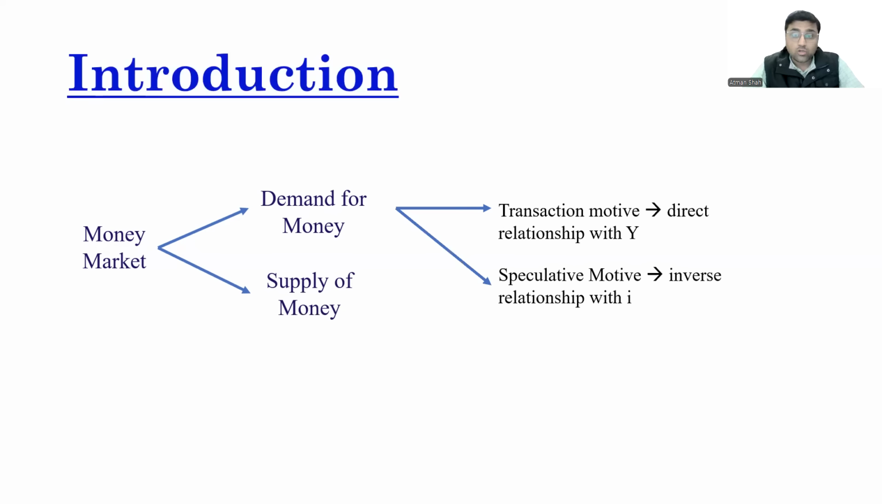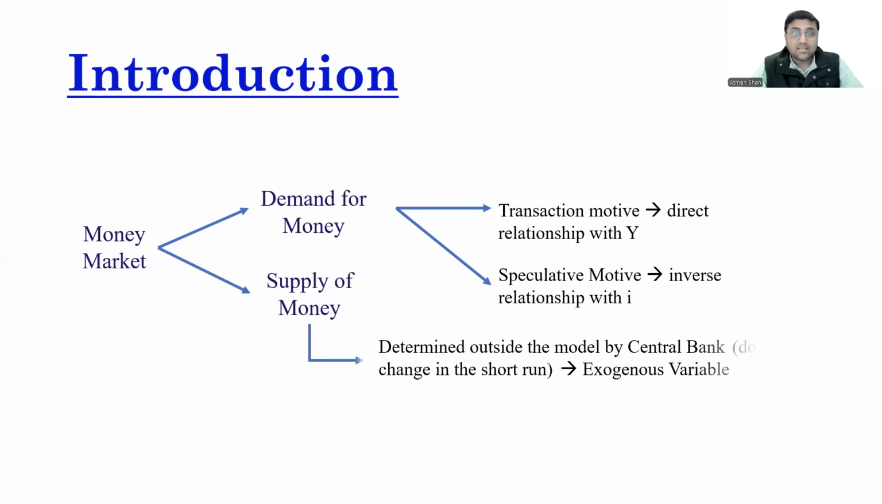Demand for money also depends on speculative motive. And this speculative motive of demand for money is associated with rate of interest. And this association is negative. So higher the rate of interest, lower the demand for money based on speculative motive and vice versa.